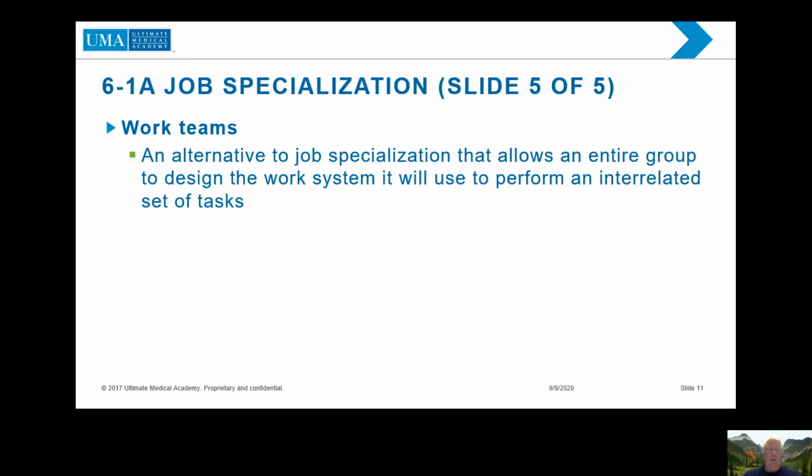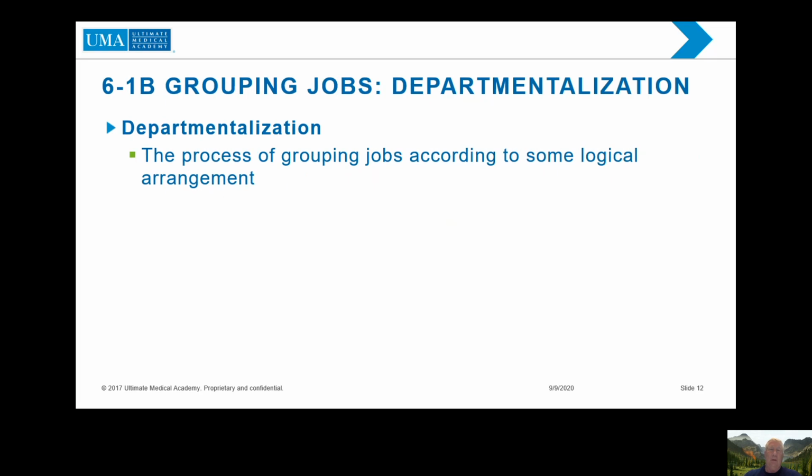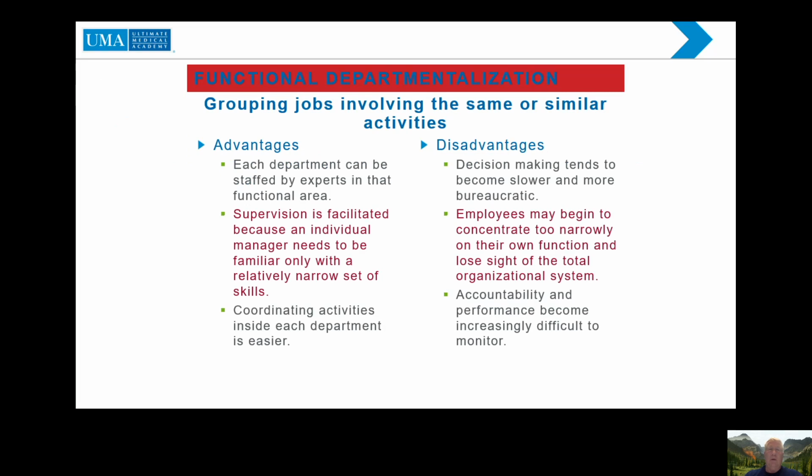So another alternative to job specialization is work teams. Work teams allow an entire group to design the work system it will use to perform an interrelated set of tasks. Departmentalization is a process of grouping jobs according to some logical arrangement. So if we look at functional departmentalization, it means grouping jobs involving the same or similar activities.